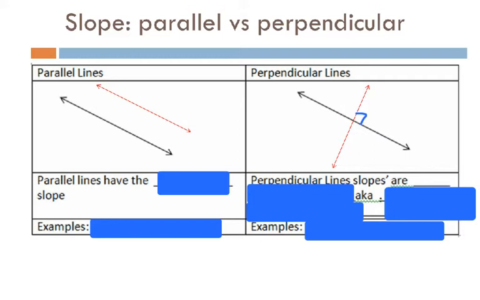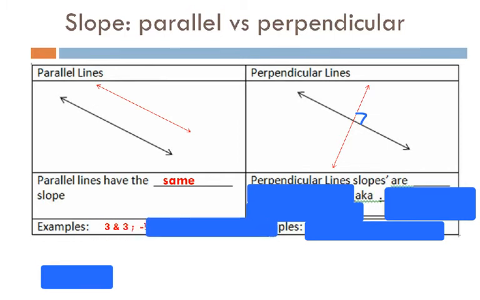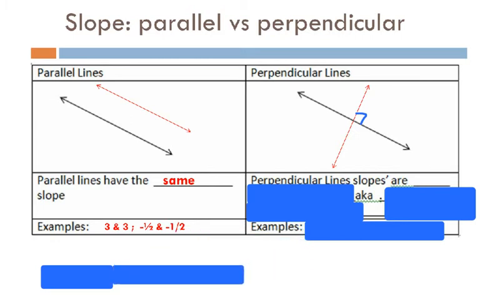So when you have parallel lines, those 2 parallel lines are going to have the same exact slope. So examples would be 3 and 3. They're exactly the same. Or -1/2 and -1/2. The 2 numbers are exactly the same. That's how parallel lines work.